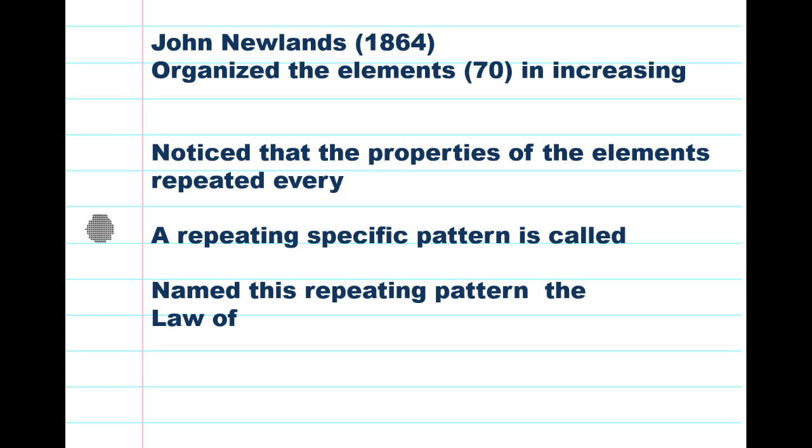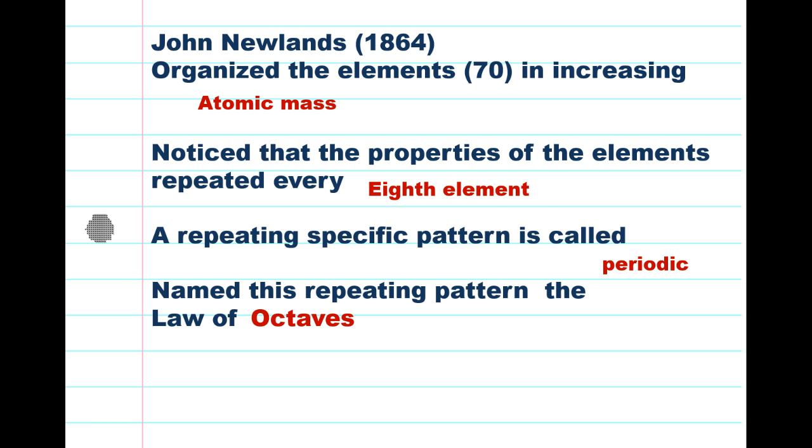John Newlands in 1864 organized the elements, 70 of them at the time, in increasing atomic mass order. He noticed that the properties of the elements repeated every eighth element, and he called this repeating pattern periodic. Because the properties of the elements repeated every eighth element, this repeating pattern was known as the law of octaves.